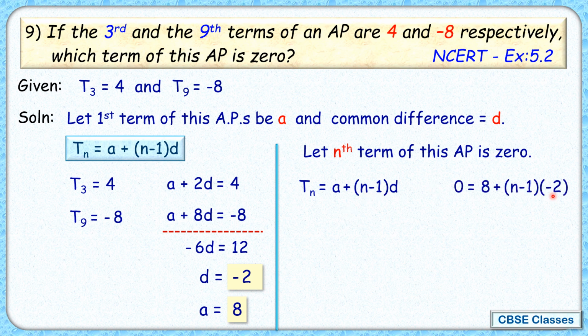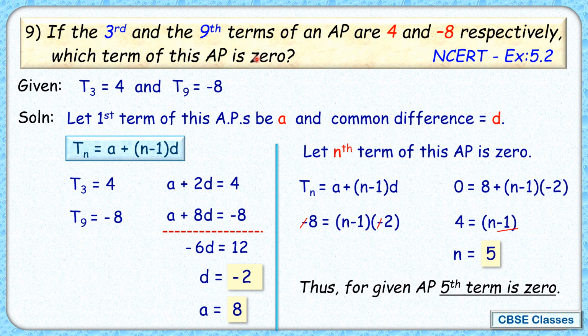So let's put these values here. We'll get this equation. We take this 8 to the other side, so that becomes -8 = (n - 1) times -2. So here the negative sign on both sides will get cancelled. This 2 will divide 8, so we'll get 4 = n - 1, and this -1 will go to the other side, so we'll get n as 5. That means in this AP the fifth term will be 0, and that's our answer.